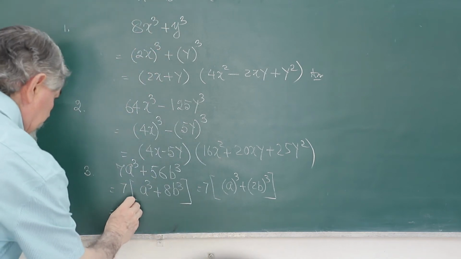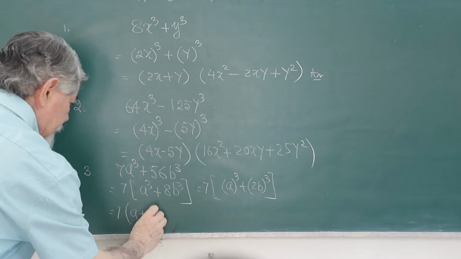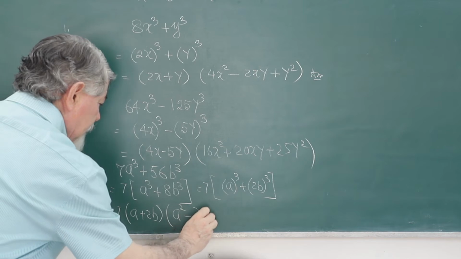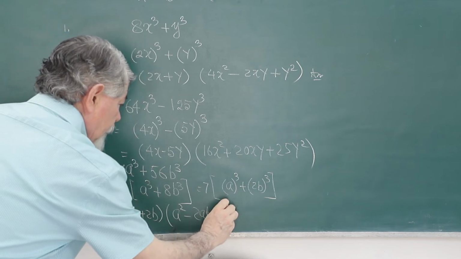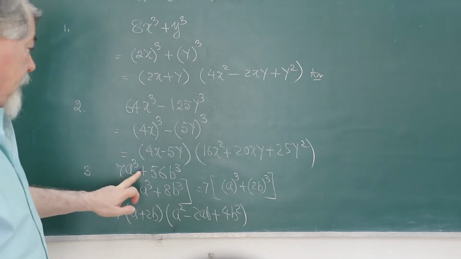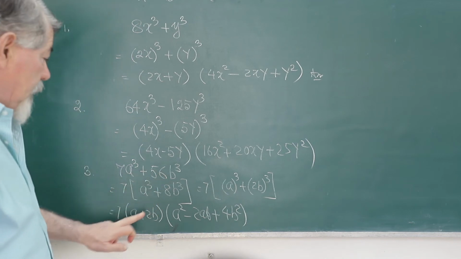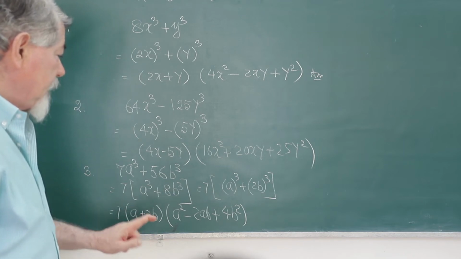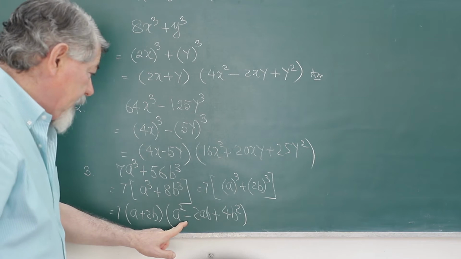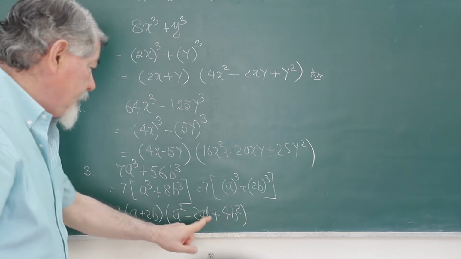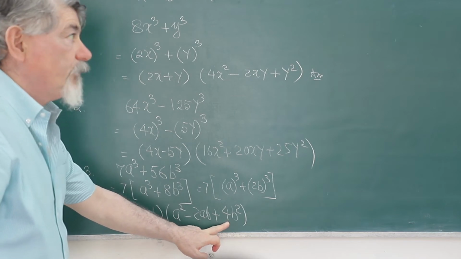Let us apply that. 7 is outside, a plus 2b. First factor, the square of the first term a square minus 2ab plus 4b square. a plus b, because it was a cube plus b cube. So a cube plus b cube has factors a plus b, then a square minus ab, ab is what? a into 2b, 2ab plus b square, 4b square.